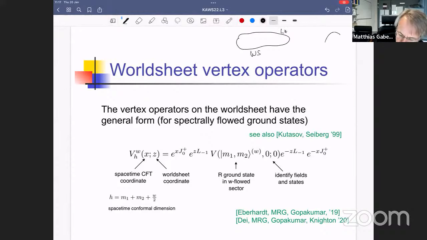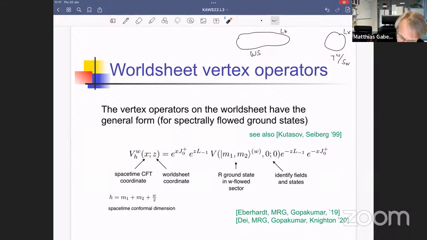And then we have the target space. This is the sphere at infinity. That's where T4 mod Sn lives. That's X. And what we have to do is, this vertex operator describes the insertion of the corresponding state at position X in this space. And it's a function of the coordinate here, which is Z.